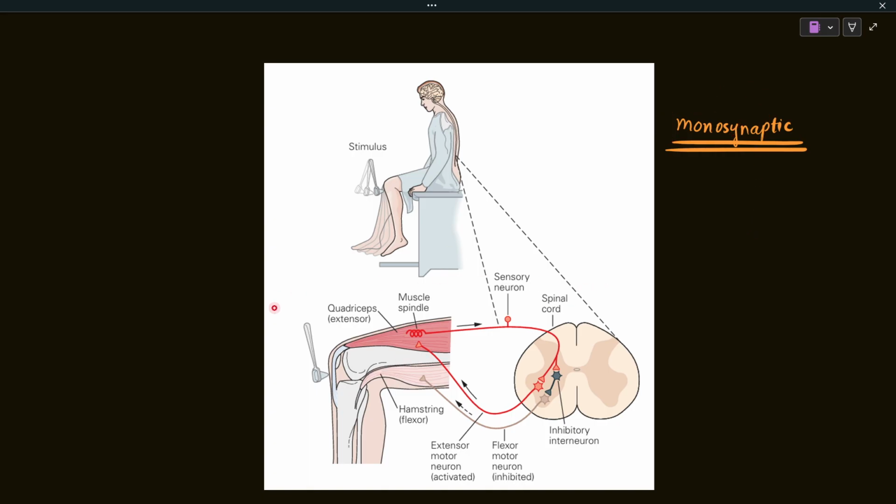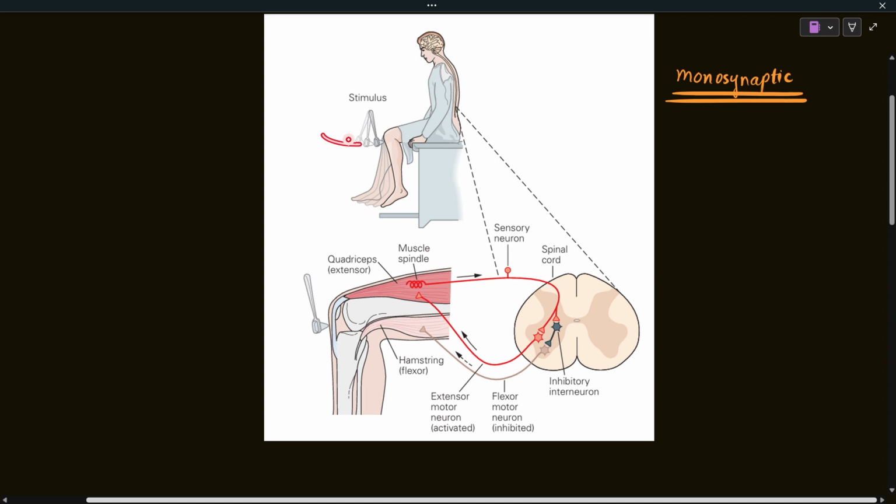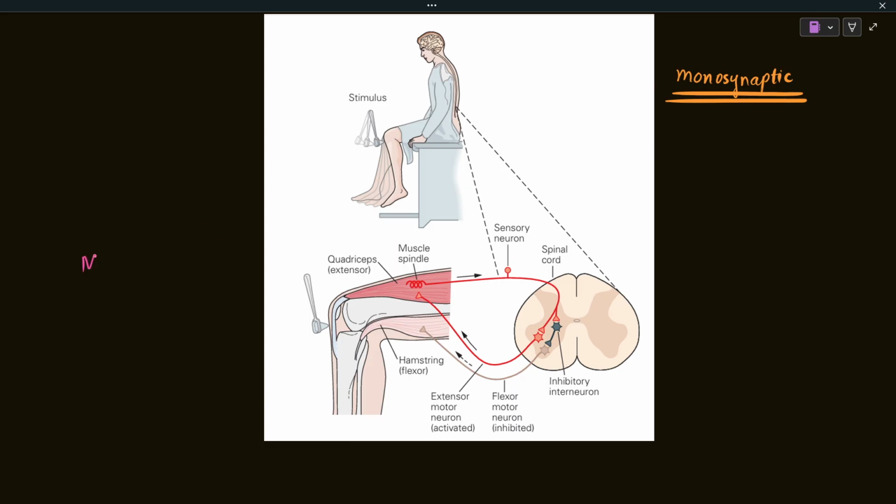So here is a schematic of the knee jerk reflex. Here you can see when the knee tendon is hammered, it results in a jerk kind of movement. This is what happens in your muscles. When this tendon is hammered, it is connected to your muscle, and there are certain receptors which we call muscle spindle receptors, which are located here.